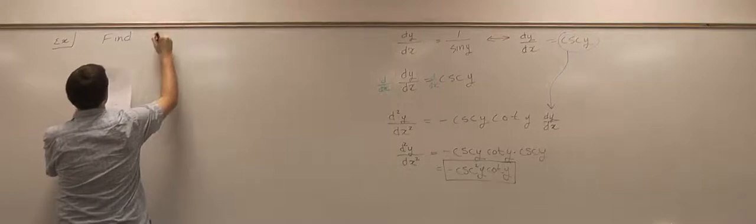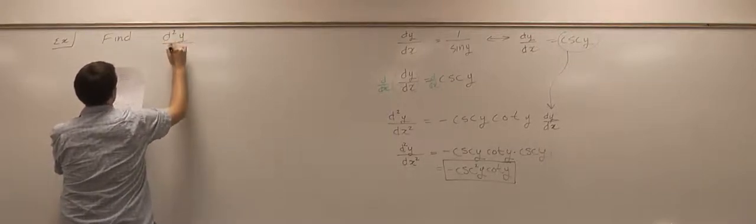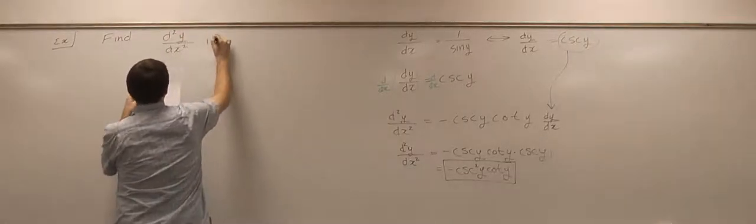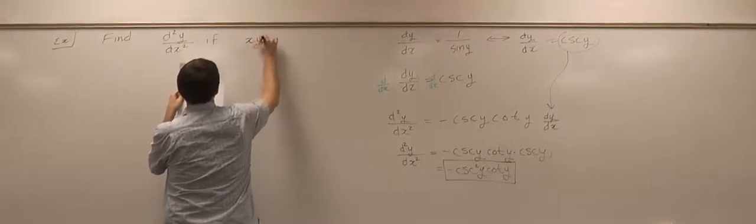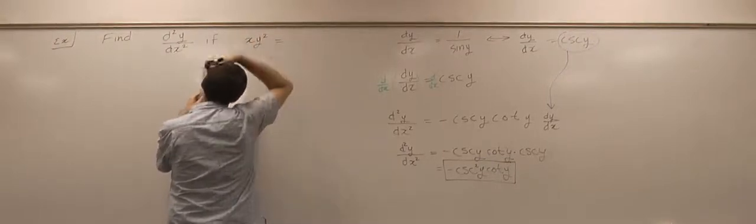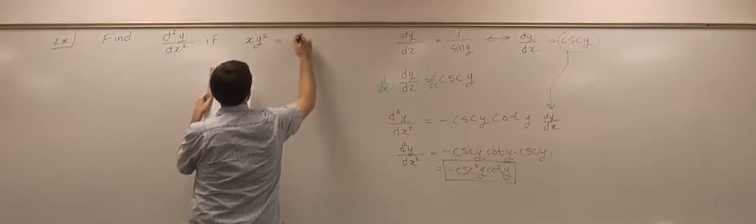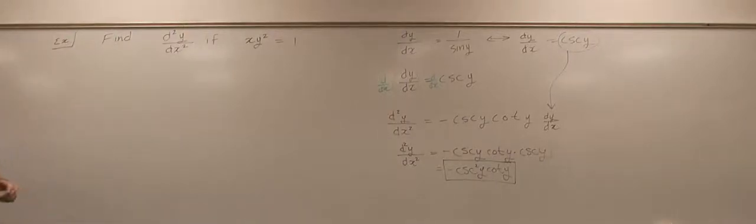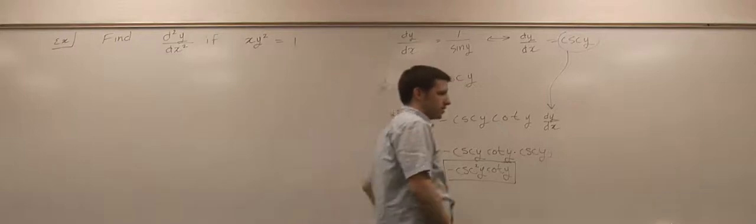Find the second derivative if xy squared equals 1. This is harder only because you're going to have product and quotient rules to deal with.